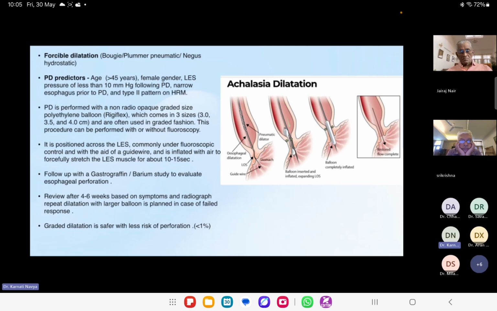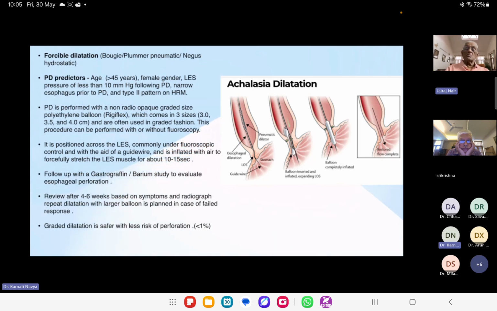If performed with fluoroscopy, the control is aided with the guide wire and it is inflated with air to forcefully stretch the lower esophageal sphincter muscle, and it should be held for 10 to 15 seconds. You can see in the image, the pneumatic dilator is passed into the lower esophageal sphincter. The balloon is inserted and inflated for expanding the lower esophageal sphincter, and the inflated balloon should be kept for 10 to 15 seconds, then removed.